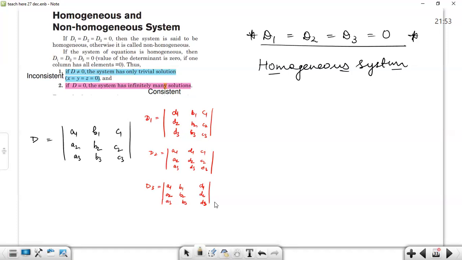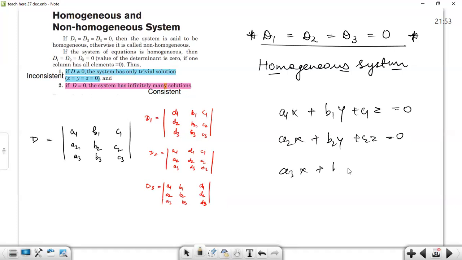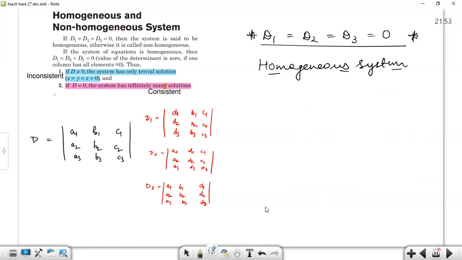Now, what is important in this is that first let me give you an example. If three equations are equating to 0 like this, then this is a homogeneous system. Or if they are equating to some constant but are missing a variable and have only two variables, then this is also a homogeneous system. So this is how you can identify them.